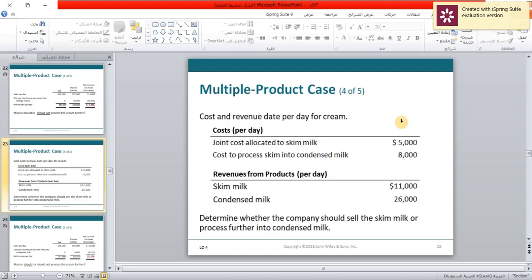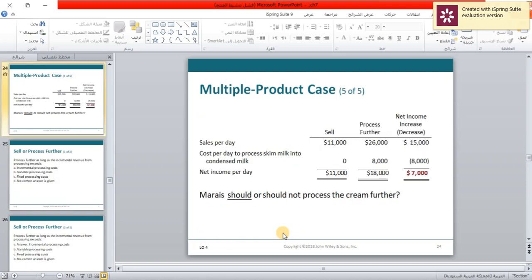Now the other product, skim milk. Cost per day, joint cost allocated to skim milk, cost to process skim into condensed milk, revenue for skim milk and condensed milk. Determine whether the company should sell the skim milk or process it further into condensed milk.